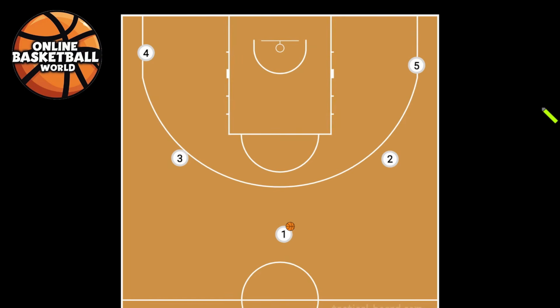Okay, so first we'll take a look at this 5-out motion offense. What we want to enforce here in this motion offense is to never stand still, right? We're telling our youth teams about never standing in one particular spot. We always want to get moving, right? We're also going to be looking at a lot of passing cuts and a lot of down screens.